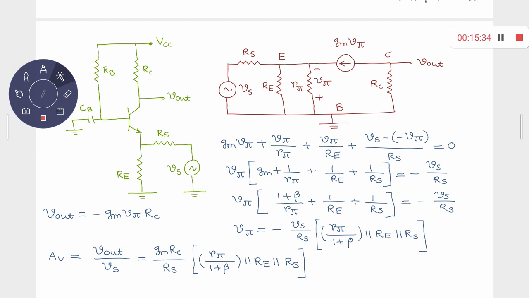Somewhat less than that. But what I have told, if you have a 1 millivolt peak to peak signal, with a common emitter base amplifier with a gain of 100, you never expect an output voltage any higher, close to 100 millivolt. Much less as compared to 100 millivolt.